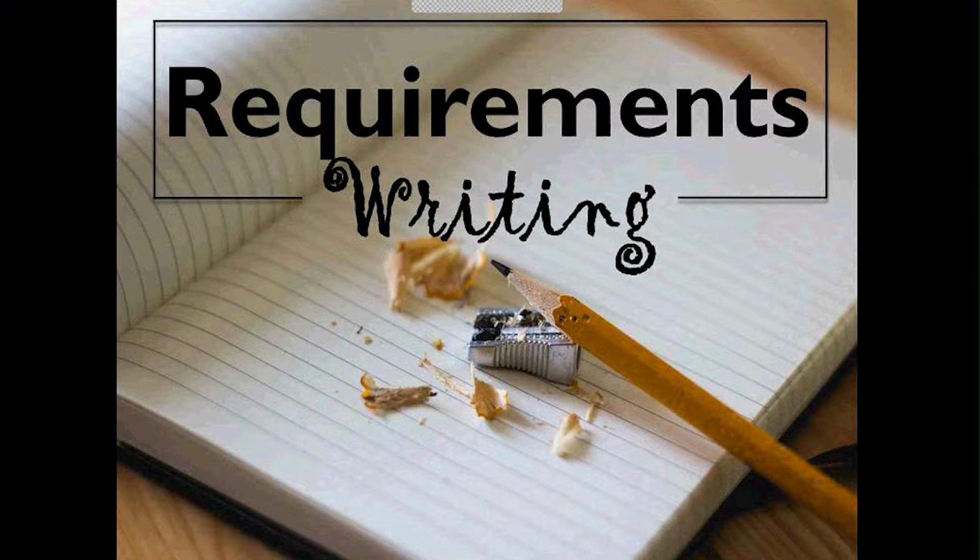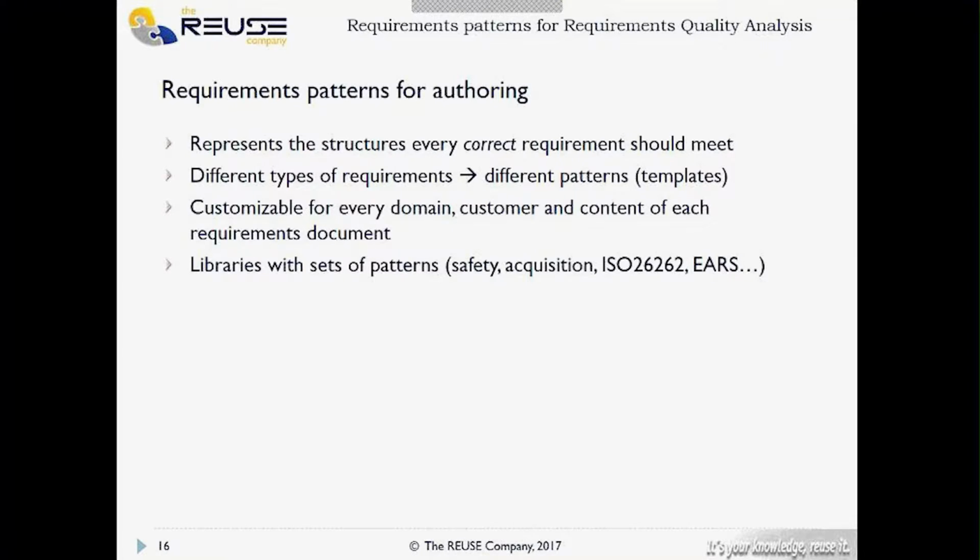So let's start with the requirements writing, which is the first way to make the most of requirements. As I said, requirements patterns represent the structure that every correct requirement should meet. So different types of requirements mean different patterns or templates. And of course, these patterns are customizable for each different domain or customer or for the content of your own documents. And of course, as I said, we will be offering libraries for sets of patterns, such as patterns for safety, acquisition, ISO 26262, the EARS approach for requirement specification, and some others.